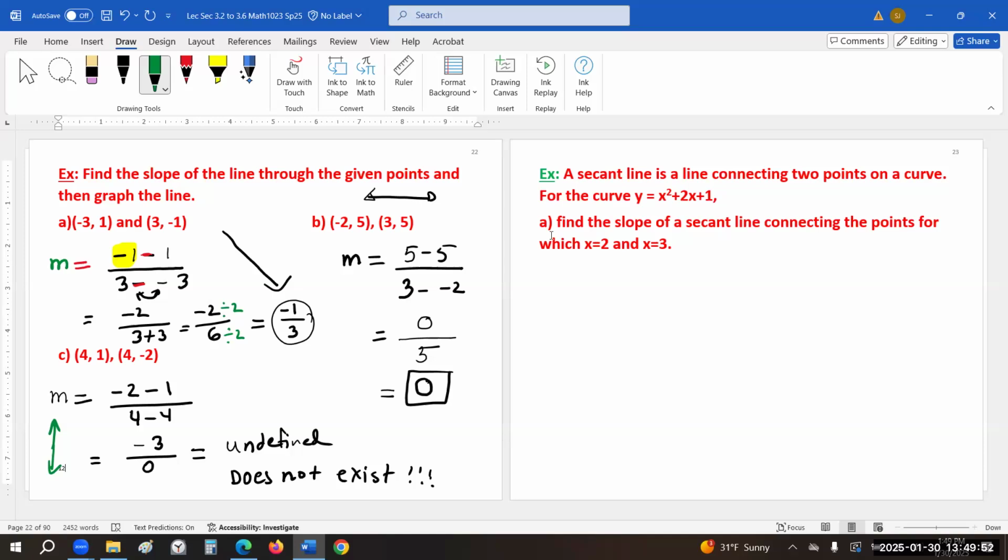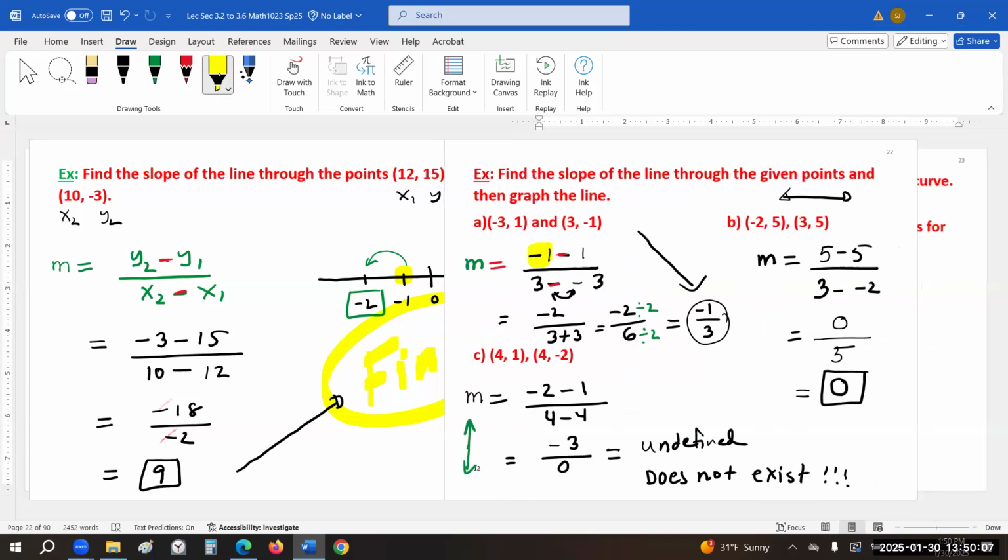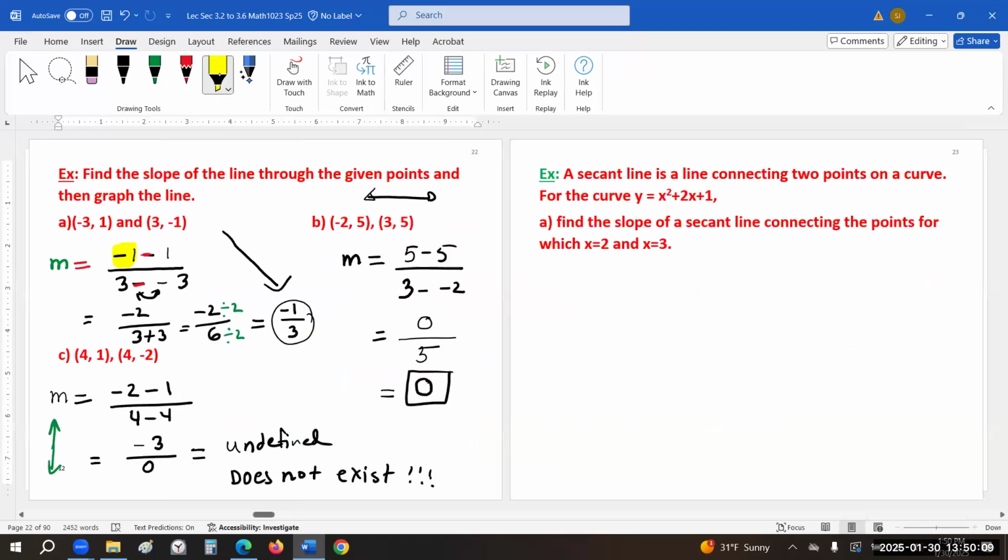Oh, I forgot to tell you. This is your second final exam question. You have to do one finding the slope. It could be one of these 4 scenarios, anyone. So you already have 2 questions out of 30 questions. Final exam is 30 questions.